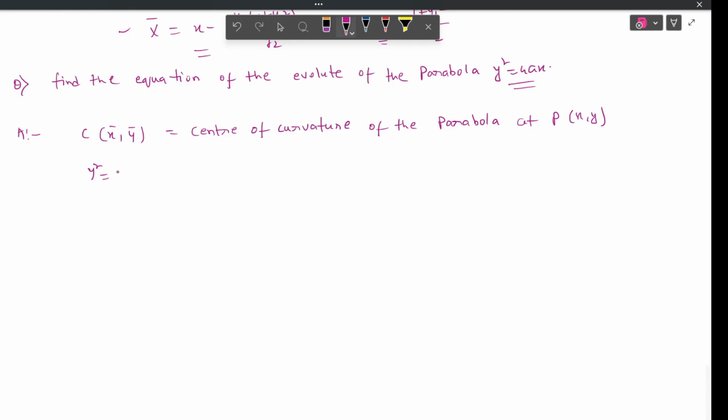So y square equals 4ax. Differentiating both sides with respect to x, we'll get 2y into dy by dx is 4a, or you can say y into dy by dx is 2a. So dy by dx would be 2a by y. So we get our first derivative, that is y1 is 2a by y.